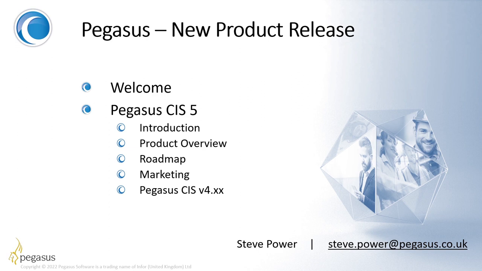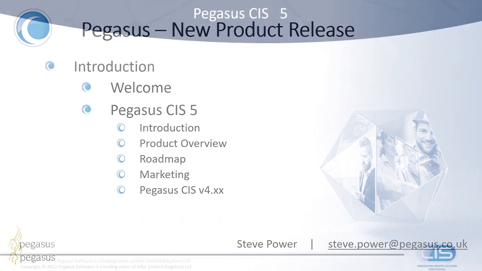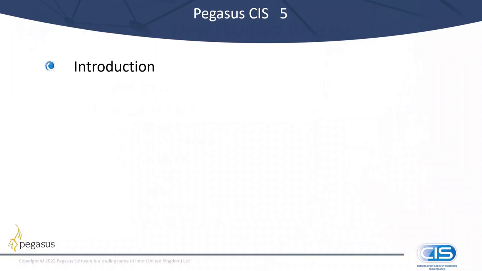I'll also take you through the vision of what we have for the product, and we'll have a look at the marketing materials that we put together. And then finally, I'll talk a little bit about the current version of CIS 4 point whatever as we move forward. Okay. Let's get started with this session.